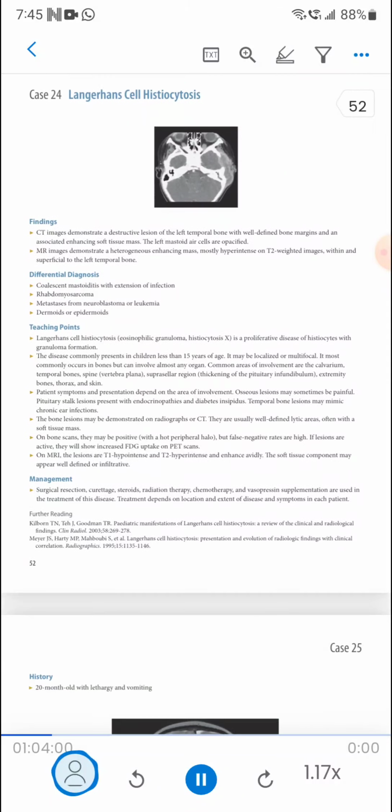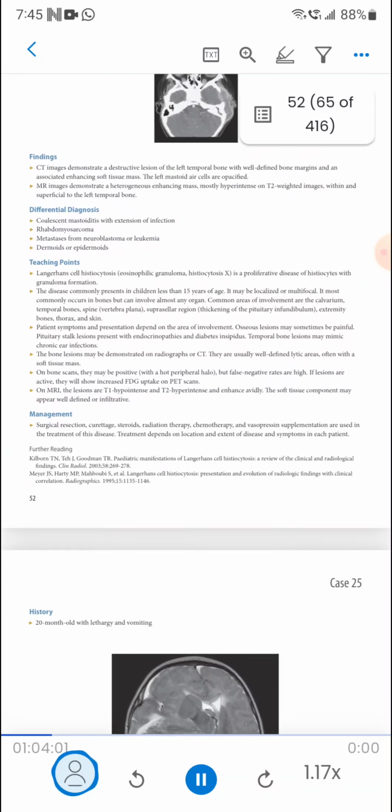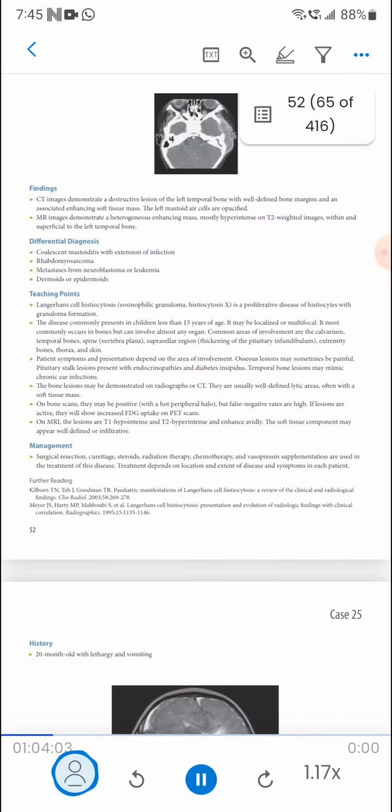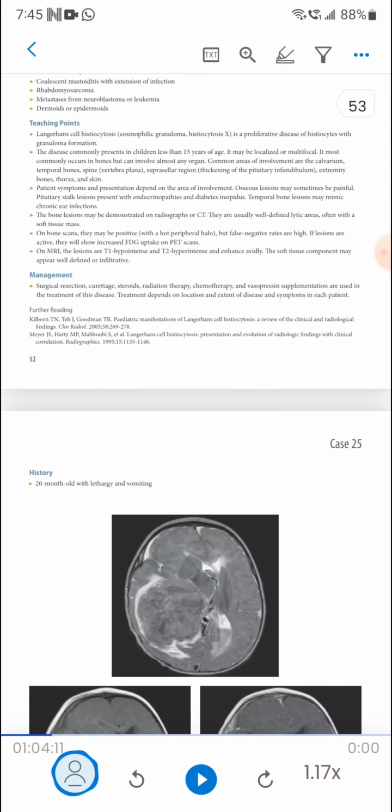Differential diagnosis. Coalescent mastoiditis with extension of infection. Rhabdomyosarcoma. Metastases from neuroblastoma or leukemia. Dermoids or epidermoids. Teaching.